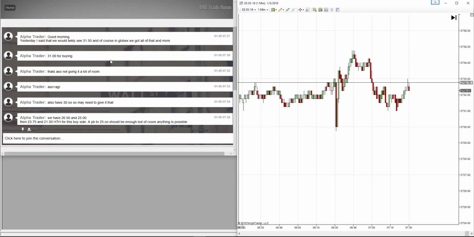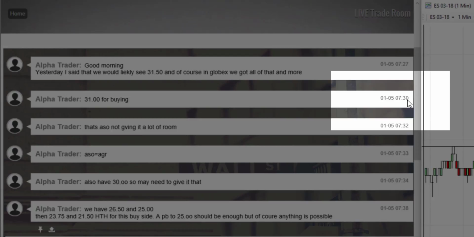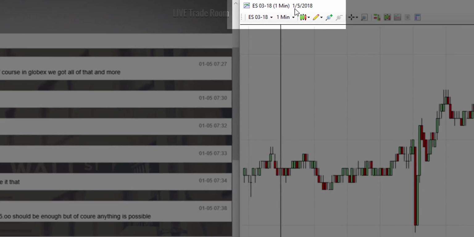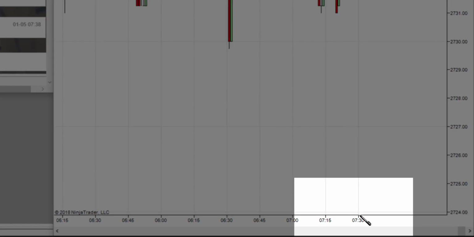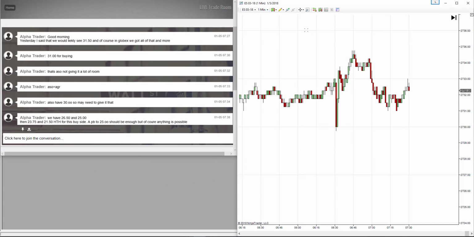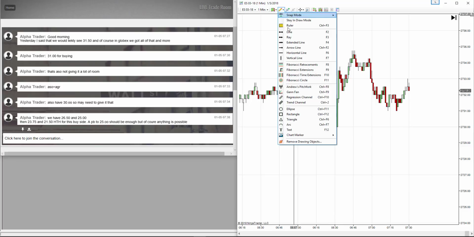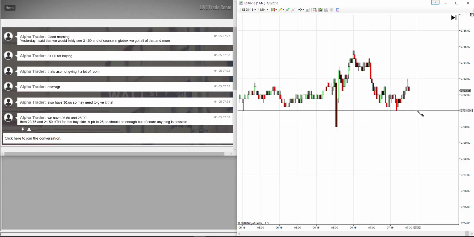Okay, so let's be accurate here. So in the trade room, you can see January 5th and then the time. On the charts, you can see January 5th, 2018, and then below, down here, you're going to see the time. Okay, so I want to make sure this matches up exactly. So what I'm going to do is go up here to my drawing tools, to my horizontal line, and over here it said 31 for buying, so I need to put a line in here at 31.